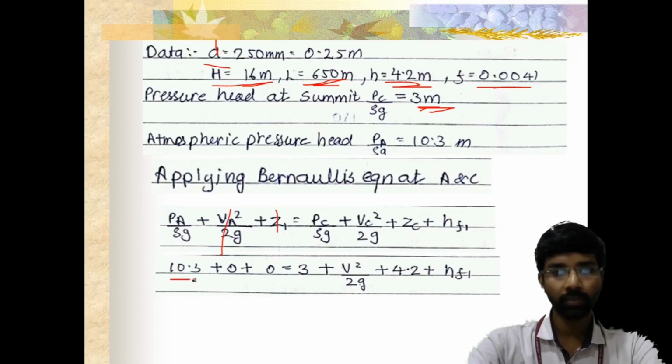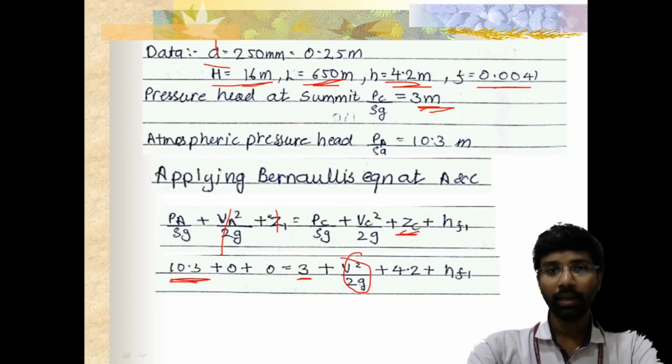And the pressure at this particular level is 10.3, as it is open to atmosphere. It is atmospheric pressure, 10.3. And now PC: it is already given that the pressure at this particular point is 3 meters of water. Let V be the average velocity, V square by 2g. And ZC is nothing but the distance of this point C from point A. As we have considered the datum as A, it is simply 4.2, already given here, plus HF1.